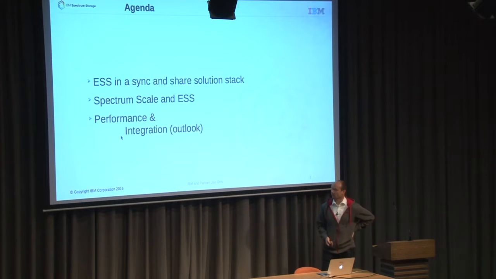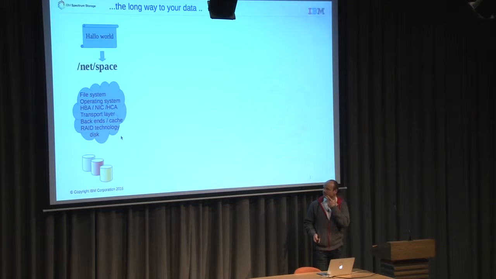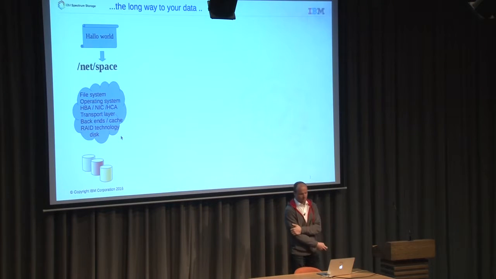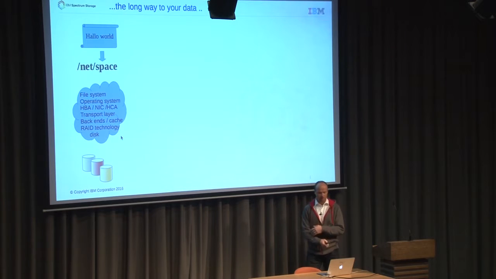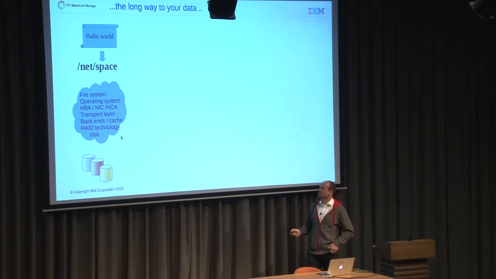So to Spectrum Scale and ESS. Before I start to show some pictures of what the ESS looks like physically, some background information. All that matters from your application's point of view, and I target the type of application you use in a Sync and Share environment, is that you access some files in a namespace. And as we all know, the files are stored physically on some block storage. And there's a long way in between.